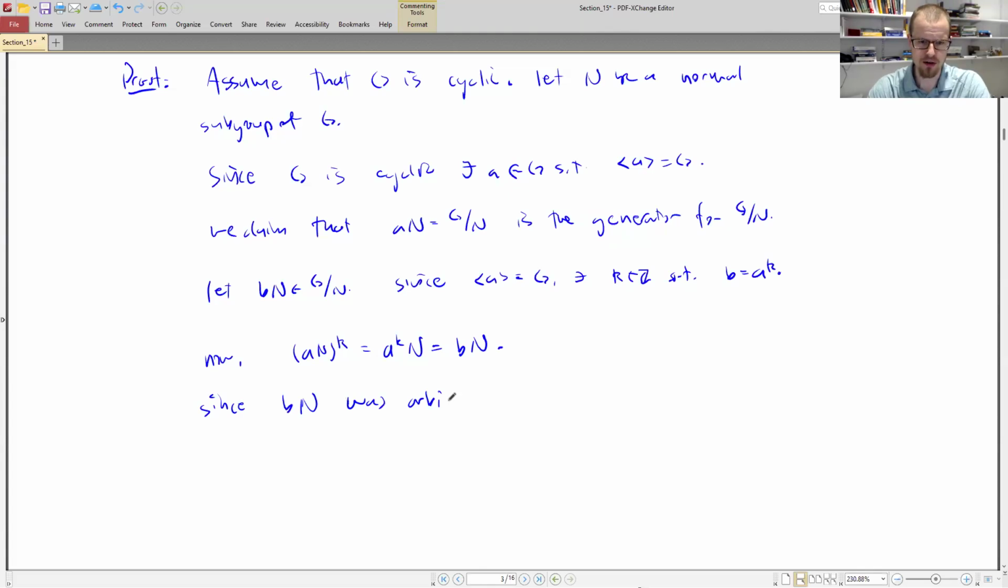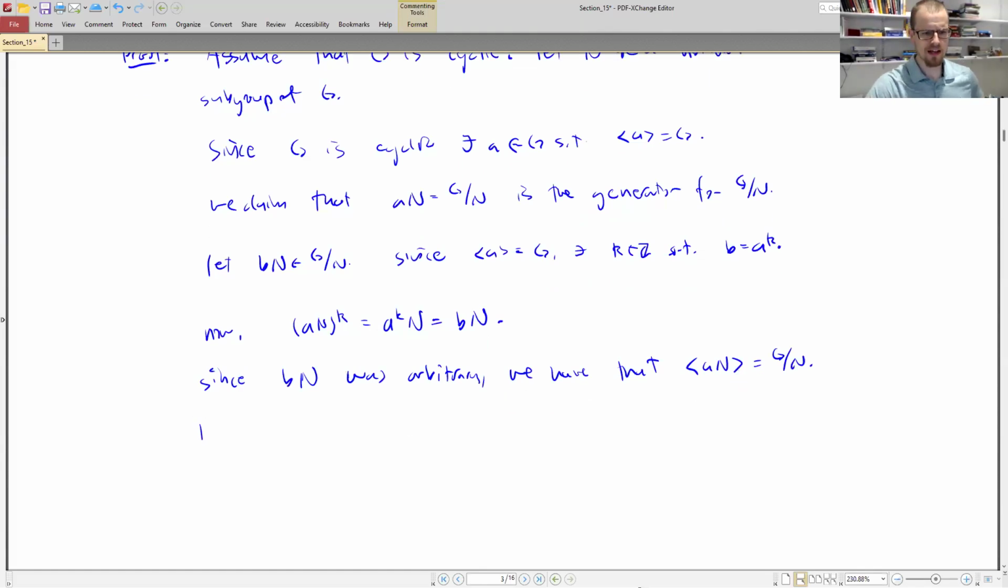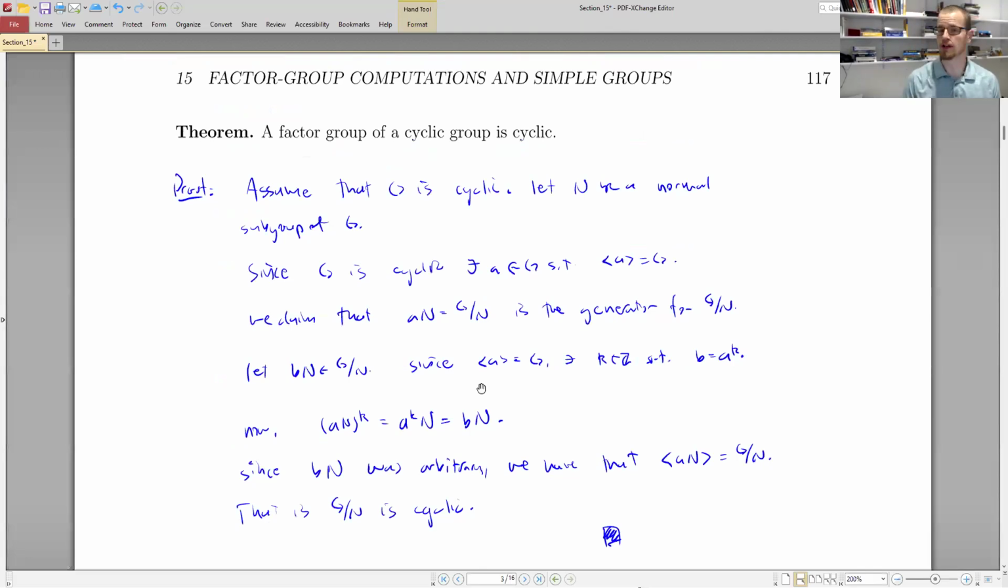So since BN was arbitrary, we have that AN generates G mod N. There we go, G mod N. That is, the quotient group is cyclic. Boom. So the quotient group of a cyclic group is itself cyclic. That's what we wanted to prove, and that is what we have proven.